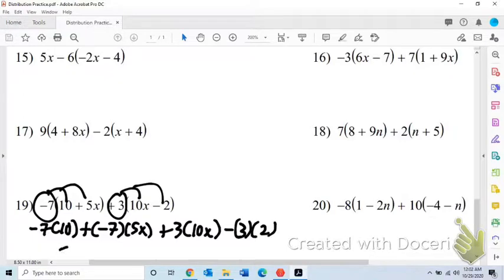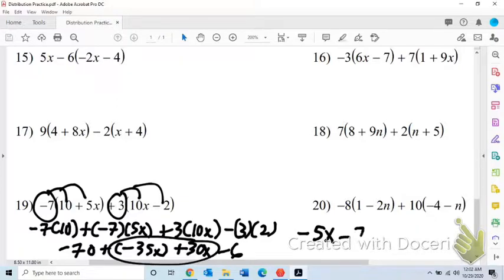Do our multiplication. Negative 7 times 10 is negative 70. Negative 7 times 5x is negative 35x. 3 times 10x is 30x. And negative 3 times 2 is negative 6. So that gives us negative 5x, and we got that by putting together negative 35 plus 30. And then we had a negative 70 minus 6, and that gives us negative 76.